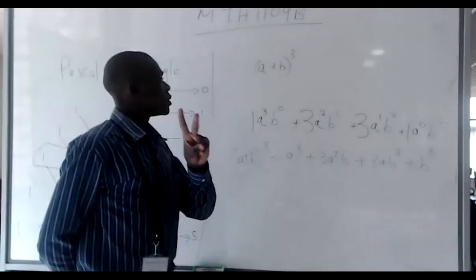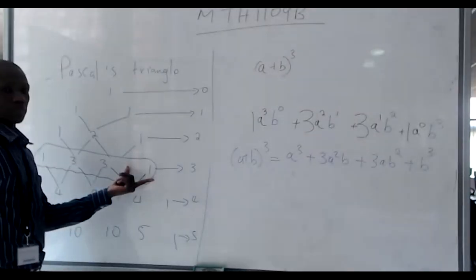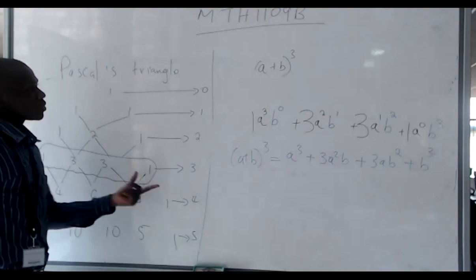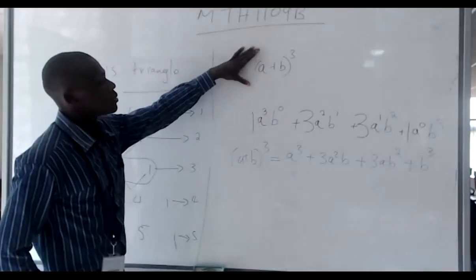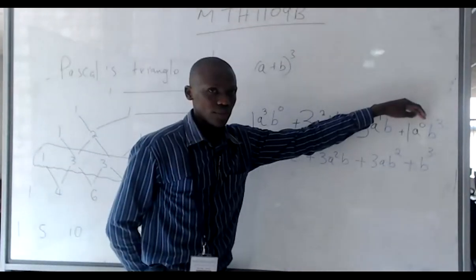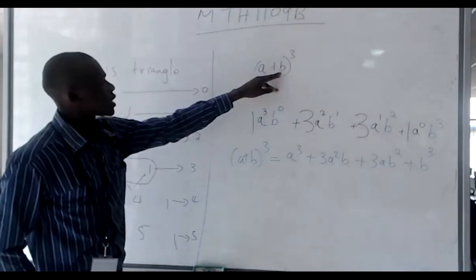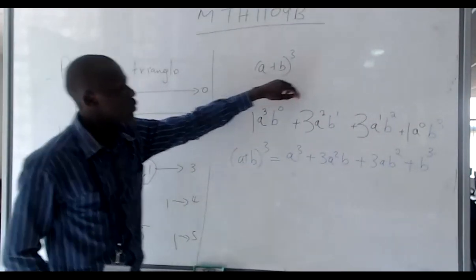Two things to keep in mind. Number one, the first step is to obtain the binomial coefficients. Then number two, start off with the highest power for the first term and keep reducing the power by 1 up to 0. And then start with the second term at the lowest power and keep increasing up to 3.